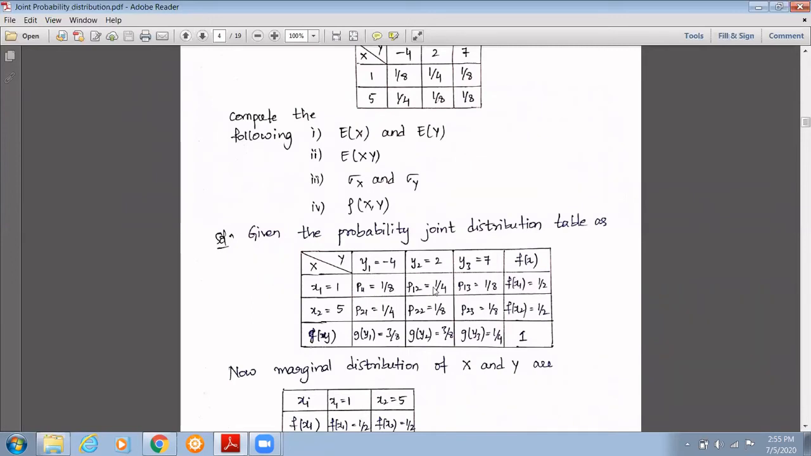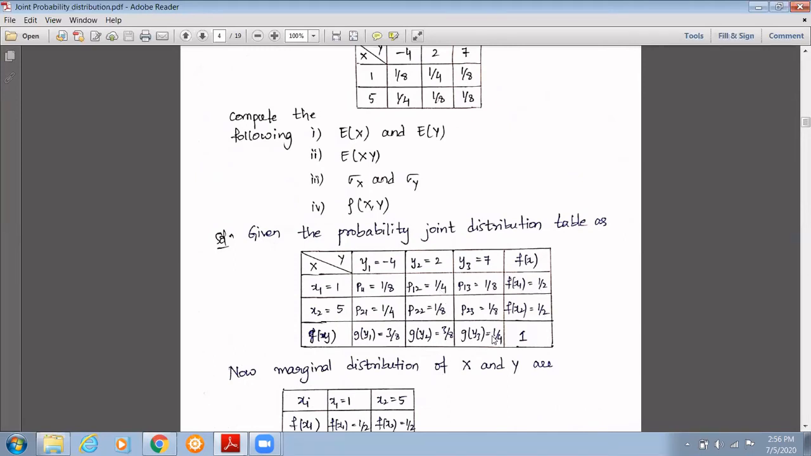Now, if we sum up all these, 1 by 8 plus 1 by 4 plus 1 by 8, we get 1 by 2. So the marginal distribution of random variable x1 is 1 by 2. Same way, the marginal distribution of random variable x2 is 1 by 4 plus 1 by 8 plus 1 by 8, which is again 1 by 2. On the same lines, we find the marginal distribution column-wise also. It is 1 by 8 plus 1 by 4, which is 3 by 8. And 1 by 4 plus 1 by 8 is 3 by 8.